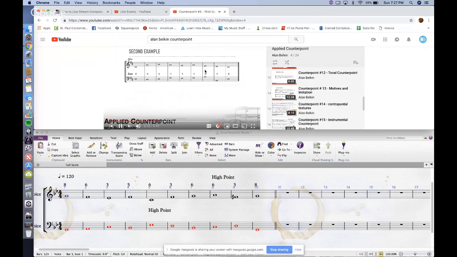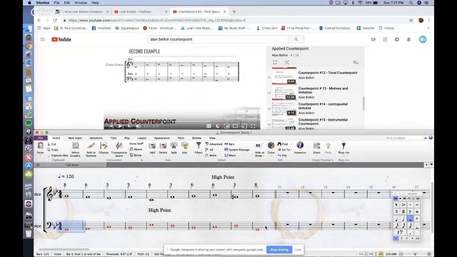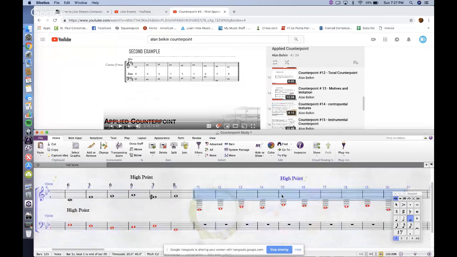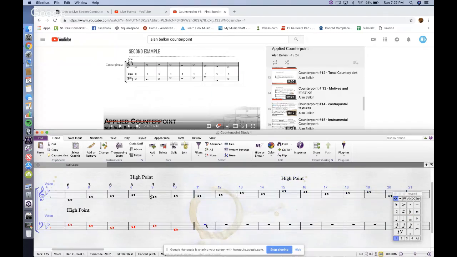Now a second example, with the same cantus, but now in the top voice. Okay, I think that's a good idea. Same cantus, but moving it up to the top voice. So let's do that. I'm going to option click it over here. Boom, boom. There we go. Still our high point is the same. Let's try it again. So we're just switching the voice.